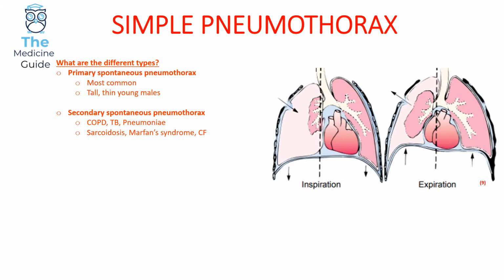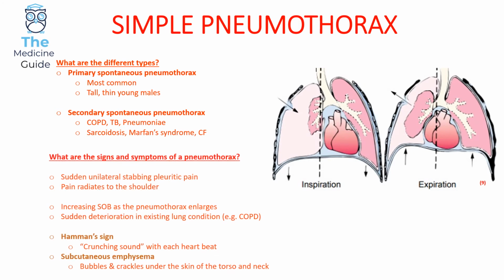Now, a secondary spontaneous pneumothorax is found in patients who do have underlying conditions such as COPD, because the emphysematous bullae may rupture and lead to a pneumothorax. Patients who have TB, pneumonia, sarcoidosis, Marfan syndrome and cystic fibrosis are all at risk of developing a pneumothorax.